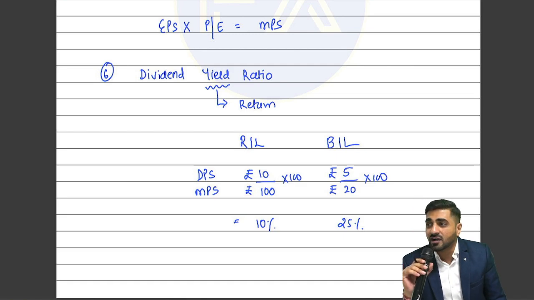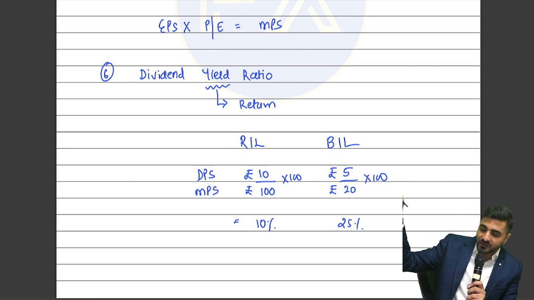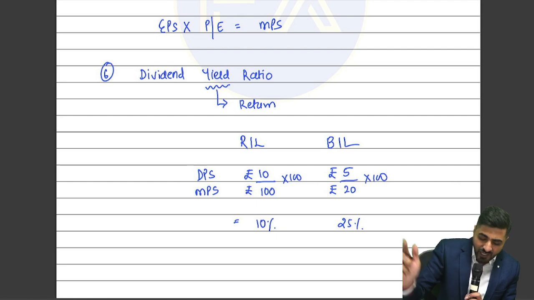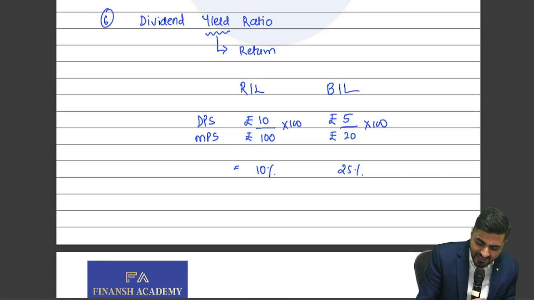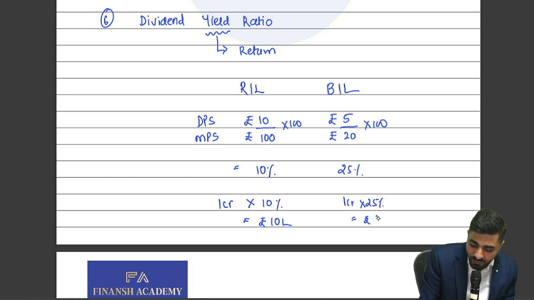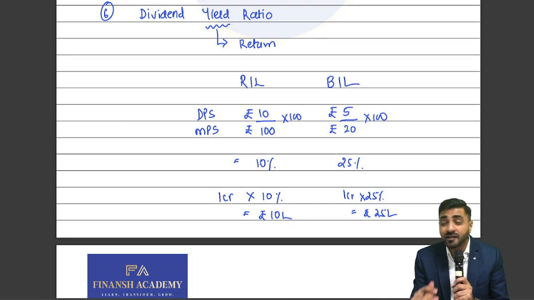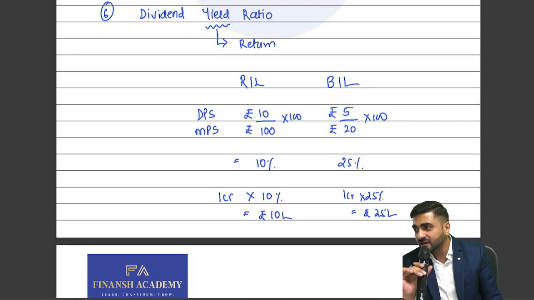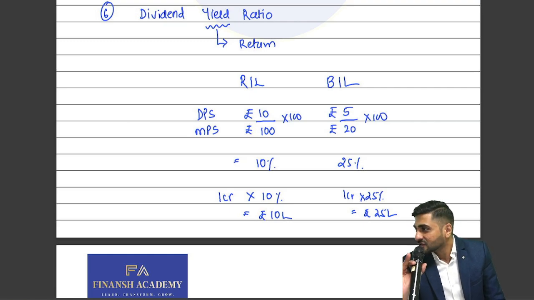Yes. Because if you take your client's money, 1 crore, and invest in RIL, he is just going to get a dividend of 10 lakhs. But if you take his 1 crore and invest in my company, then my company will give him a dividend of 25 lakhs. So are you going to invest in RIL or BIL? BIL. Everyone got this? So this is a very easy ratio.